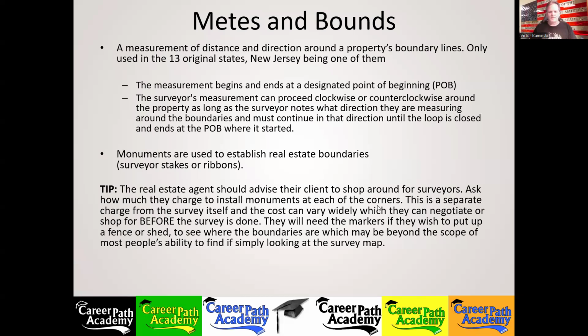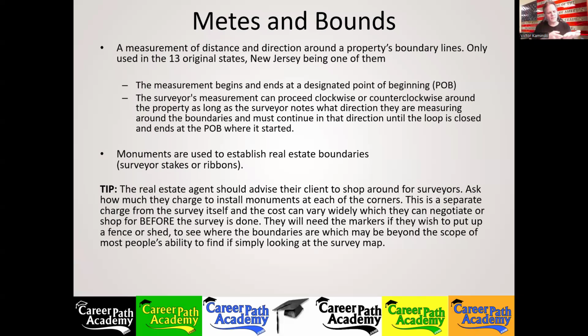So this is a separate charge from the survey itself and can vary widely in cost, which they can negotiate or shop before the survey is done. They'll need the markers if they wish to put up fences or sheds, etc., to see where the boundary lines are. There's no way for you to possibly know, even if the surveyor gives you their survey.